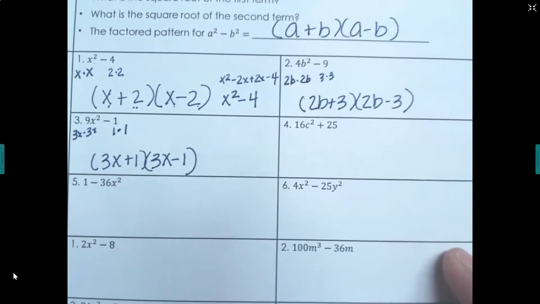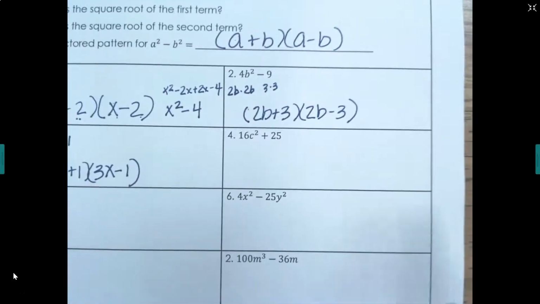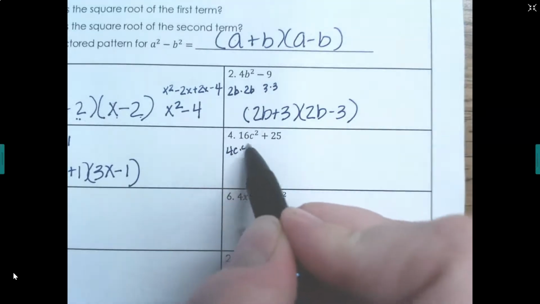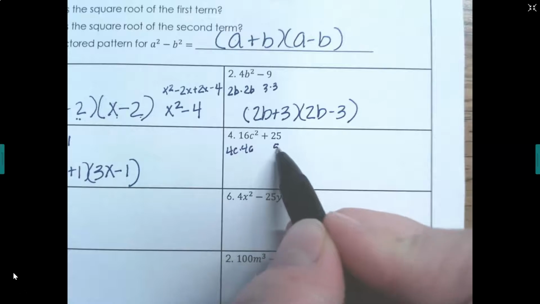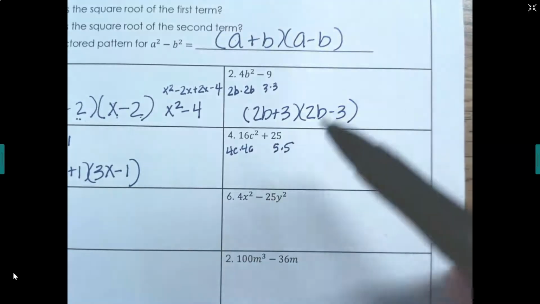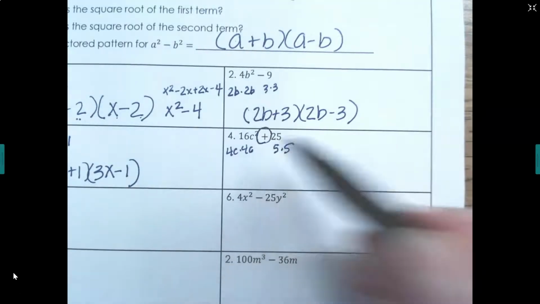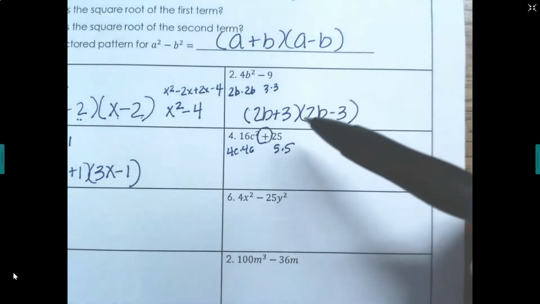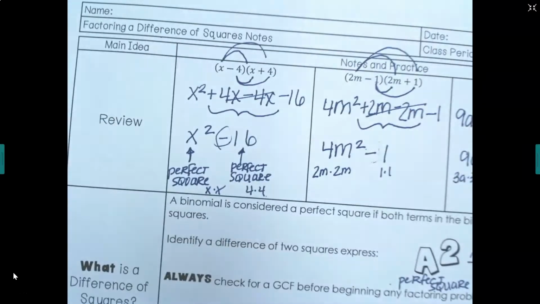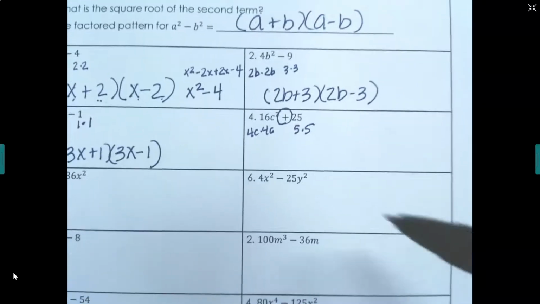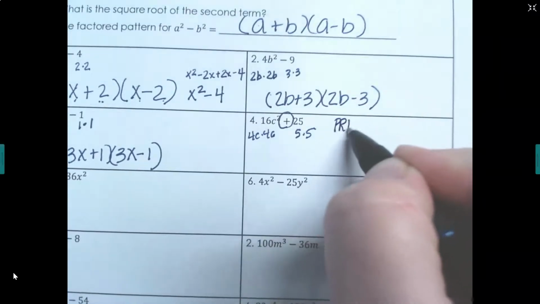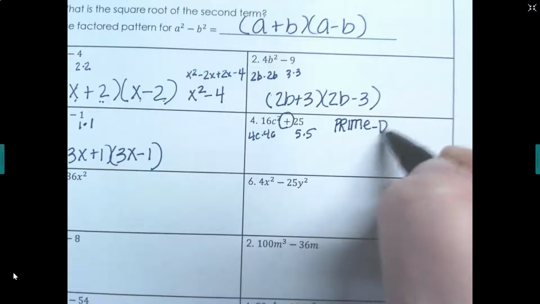Okay, so let's take a look. Number 4, 16c squared, that would be 4c times 4c. 25 is 5 times 5. The problem here is this, right there. That's a plus sign. That's a sum of squares. Notice these are called a difference of squares. This cannot be factored. This is what we call prime, because it does not factor.